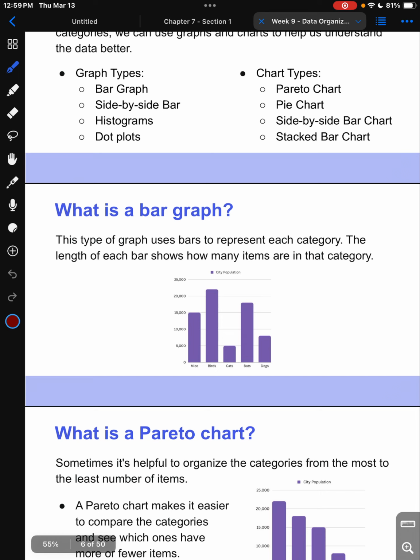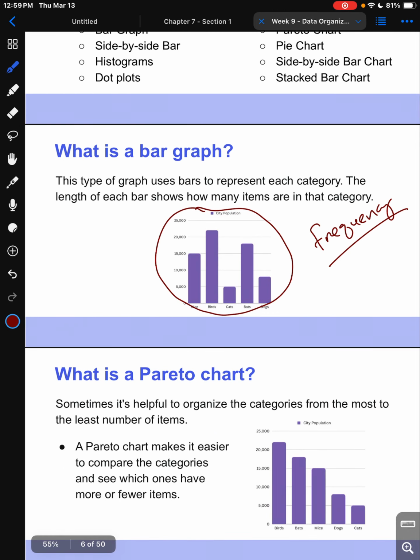This is what a bar graph looks like right here. This type of graph uses bars to represent each category. The length of each bar shows how many times an item is in the category. So that's like frequency. Frequency is how many times it occurs.